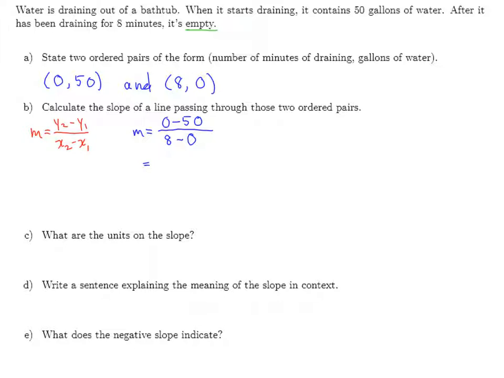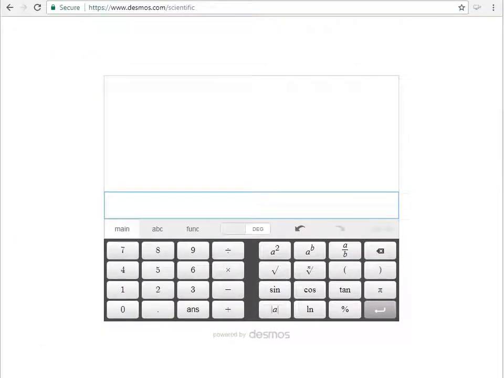That'll then simplify to negative 50 over 8, which if I want to approximate, I can put into a calculator, or I could simplify it by hand. I'll put this into a calculator real quick. So taking negative 50, noting that this calculator allows the subtraction sign to also be used as a negative sign. So I have negative 50 divided by 8, and that's going to give me negative 6.25.